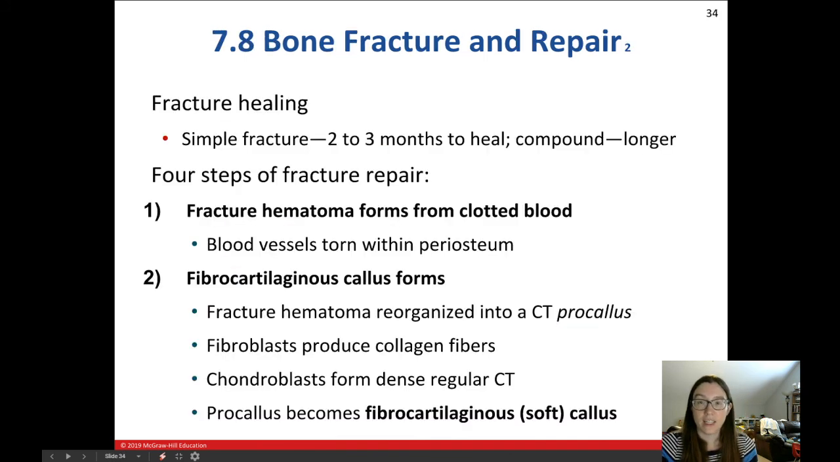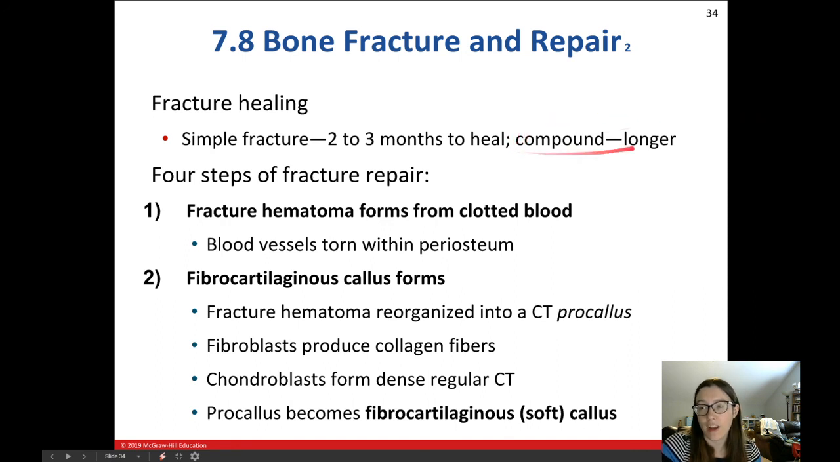So, fracture healing. I want to mention a little bit about fracture healing. If you have a simple fracture, a fracture that does not penetrate the skin, it'll probably take around 2 to 3 months to heal. But this is going to differ at different ages. Young children that have lots of growth hormone are going to bounce back a lot quicker, so their bones heal much faster. Whereas older adults have much lower levels of those hormones, their osteoblasts might not be working as effectively, and it will take a lot longer to heal.